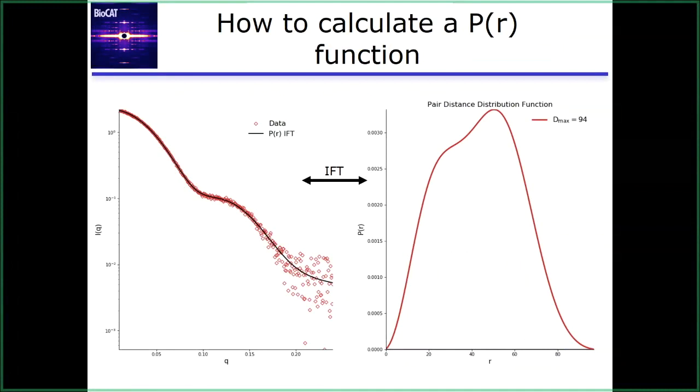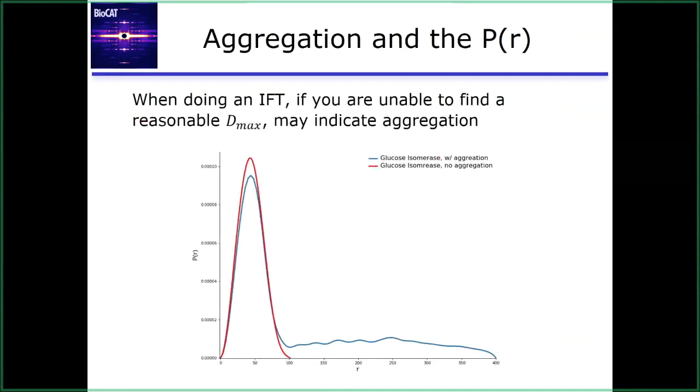So this is what a good P of R function should look like. This is what I was showing on the previous slide, but it was kind of hidden. You have a nice smooth approach to the maximum dimension, and you have a good fit to your data set. Ideally, you'd check the residuals on this as well. I haven't plotted that here. In addition to the Guinier fit, the P of R function is where you can catch a lot of the problems with your data set. So aggregation in particular shows up here very strongly. Typically what happens if you're doing an IFT and you have aggregation in your system, question, yes?